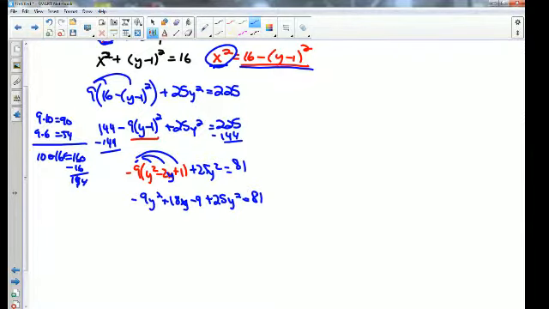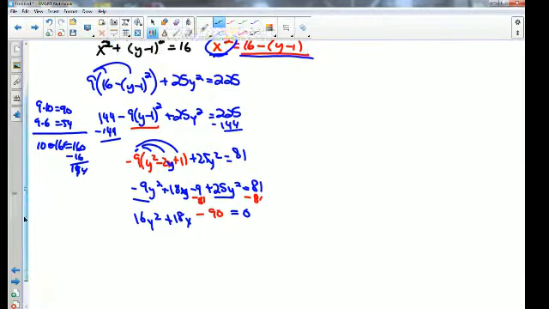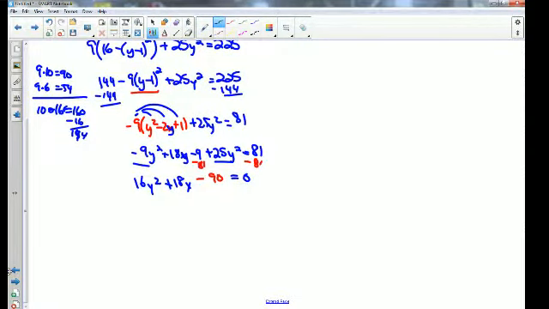Okay, can I combine like terms now, right? Yes. Y squareds? What do I get? You were left with 16. And I always want my quadratics to equal 0, right? Yes, you do. So subtract your 81. 90. Okay. Oh, no. Yuck.